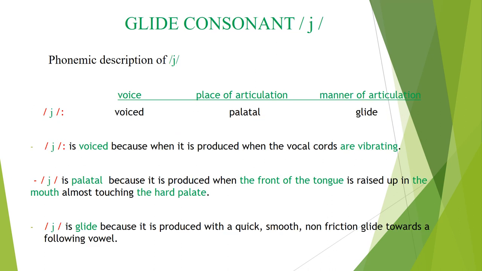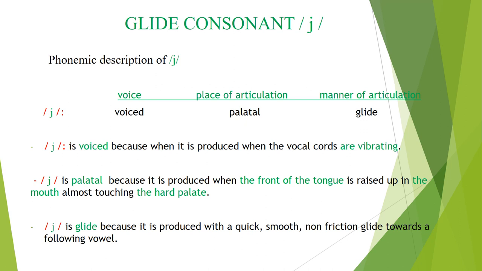The glide consonant ye is phonemically described as voiced palatal glide. Ye is voiced because it is produced when the vocal cords are vibrating. Ye is palatal, place of articulation, because it is produced when the front of the tongue is raised up in the mouth, almost touching the hard palate. Ye is a glide because it is produced with a quick, smooth, non-friction glide towards a following vowel.